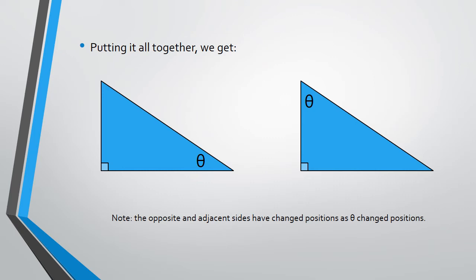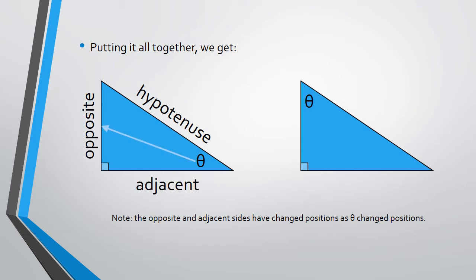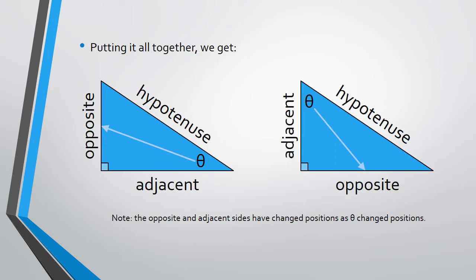Putting it all together, we get hypotenuse in front of the right angle. Straight out from the angle is the opposite. Between the angle and the right angle is the adjacent. And in our second triangle, same idea. There's our three sides. So note that the opposite and adjacent sides have changed positions. That's because theta is in a different spot in each question.